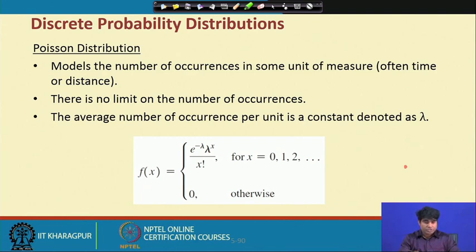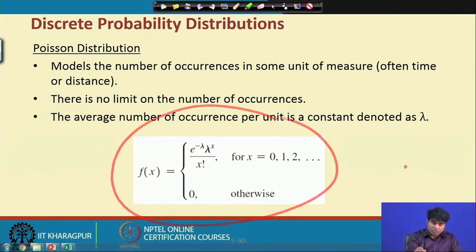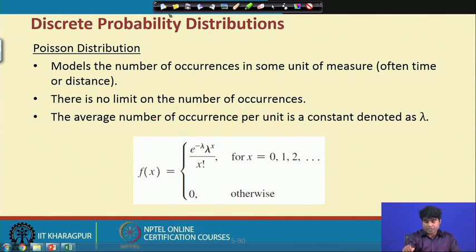Here we have the number of occurrences in some unit of measure, and there is no limit on the number of occurrences. The average number of occurrences per unit is a constant, denoted by lambda. The probability mass function for the Poisson distribution is this one, and with specific parameter values you can predict the particular environment and create a distribution. Again, we will highlight this in detail in the Excel spreadsheet. Let me complete this one first, then we will move to that.